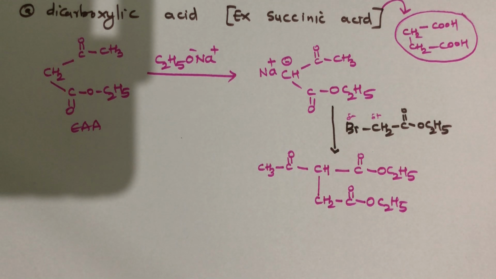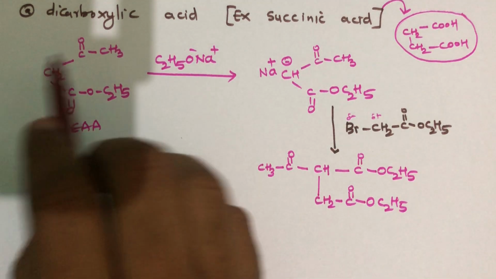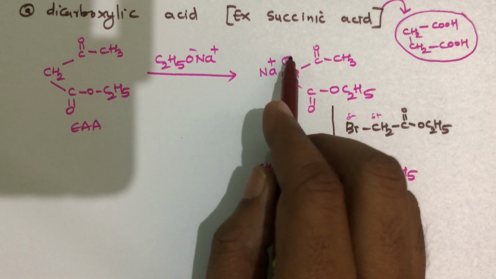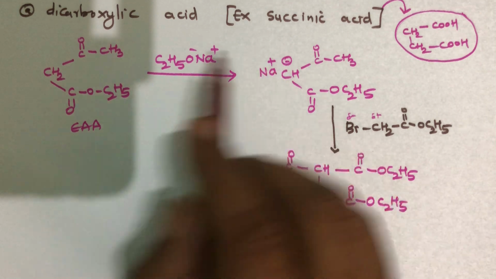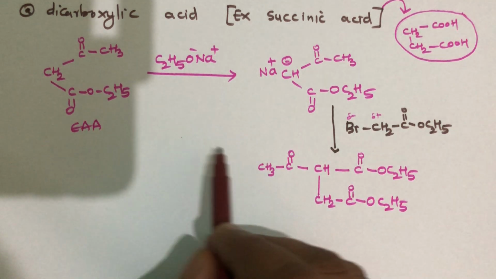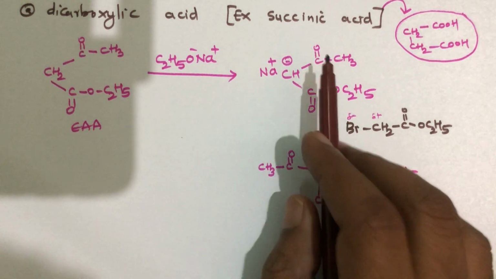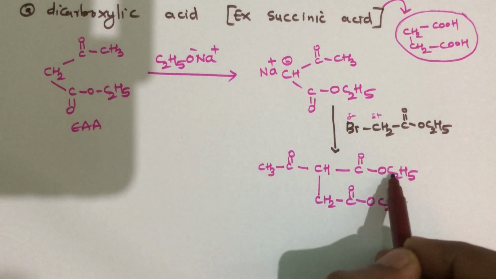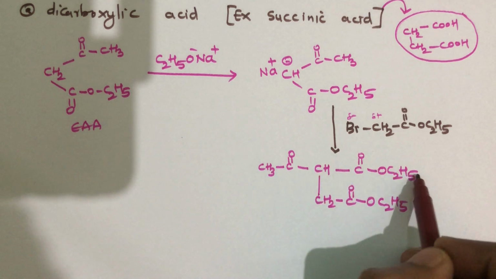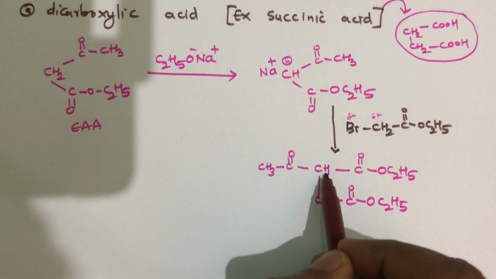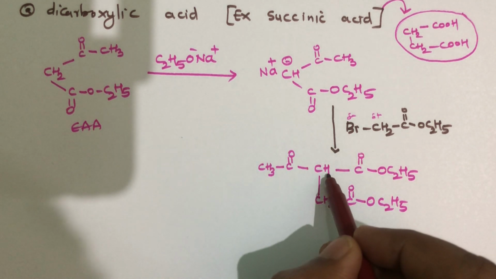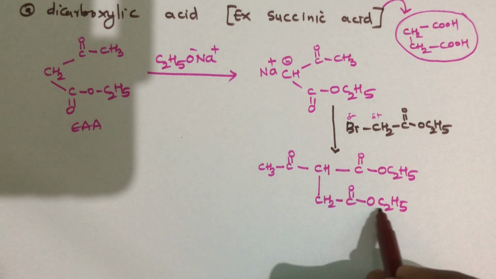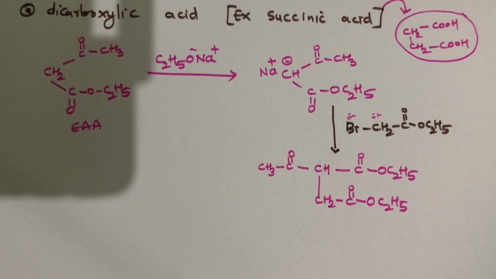We're getting this, right? See, this is ethyl acetate. When it is treated with sodium ethoxide, removal of proton takes place. So what has happened here? CH3 C double bond O CH, C double bond O OC2H5. This is the molecule where the proton is removed. So this anion will attack this carbon and form a bond with it. So we will get CH2 C double bond O OC2H5.